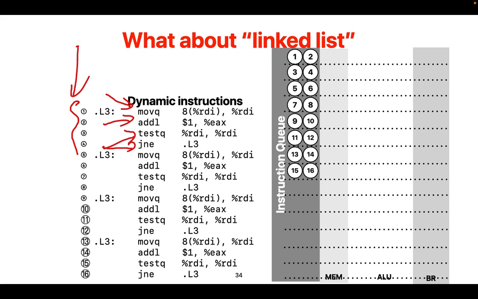So that's a linked list implementation. In the first cycle, we know one and two can start together, one is memory, the other is ALU. So how about three and four? When is the earliest possible time we can start three and four? Four is based on what? Three is depending on one, right? So four cycles after one. How about four?